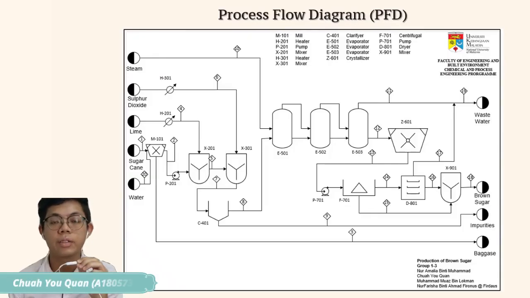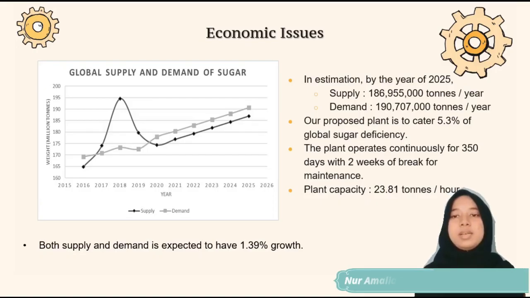Next, we are going to talk about the process flow diagram. In this diagram, all the unit processes involved in the production of brown sugar are drawn and connected by the streams. In the economic aspect, the major market players involved in the brown sugar market are manufacturers, raw material suppliers, equipment suppliers, traders, distributors, and end users.